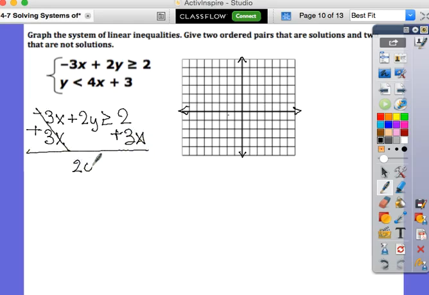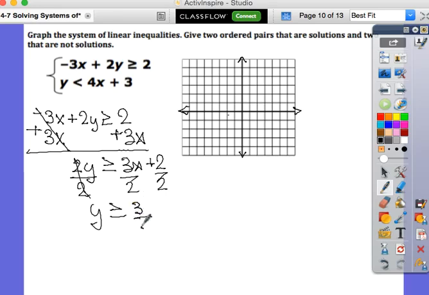So 2y greater than or equal to 3x plus 2. Then what? Divide by 2 all the way across. So you end up with y greater than or equal to, can 3 over 2 simplify? No. Don't turn it into a mixed number. Just, can the two numbers reduce? They cannot. So 3 over 2 x plus 1.